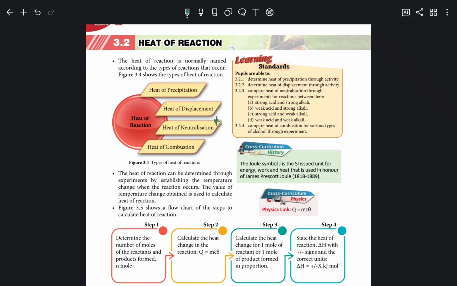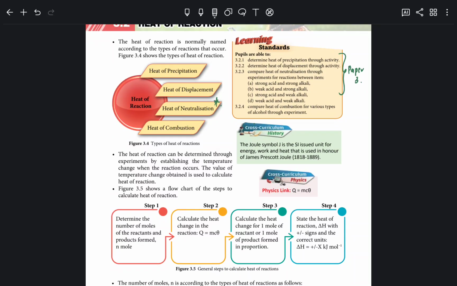Okay, and then so your first learning standard is you have to determine heat of precipitation through activity. Next, displacement through activity. Okay, basically this 1, 2 and 3 ni dia berkaitan dengan paper 3. Okay, through activity means you kena conduct the experiment. Okay, so itulah biasanya neutralization lah, that's very famous. But remember, semua boleh ditanya untuk this one lah. Okay, then saya nak masuk sikit lah.